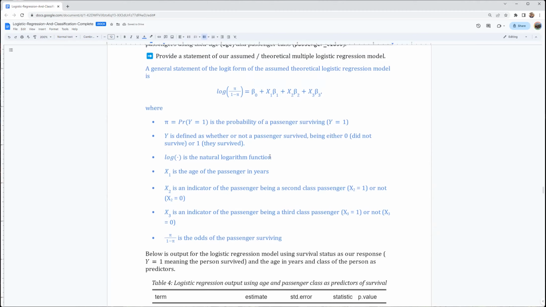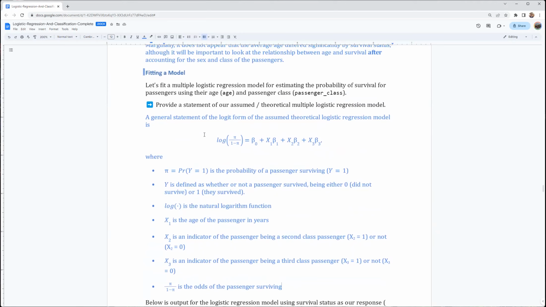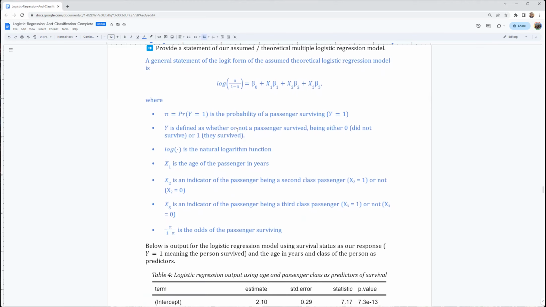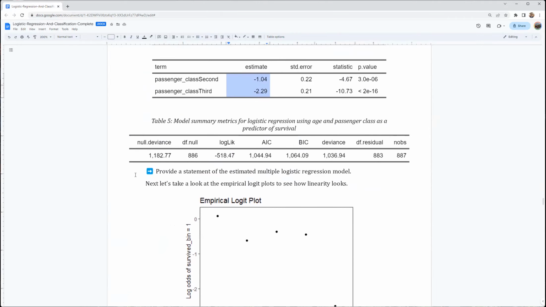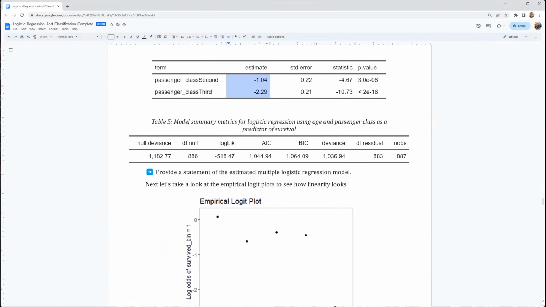So here's how we can give a statement of the assumed or theoretical logistic regression model that we're using here. So it's a three predictor model. We're using age and passenger class, but there's two dummy variables for passenger class. All right. So here we get the estimated model output. We have the beta estimates in this column. Okay, so using that, we can give a statement of the estimated model.